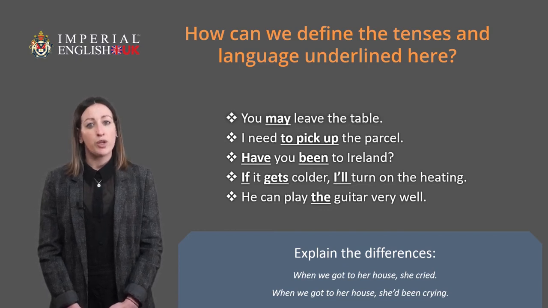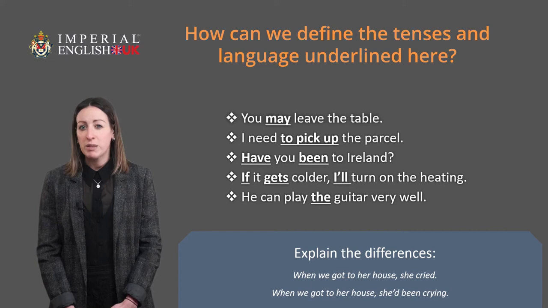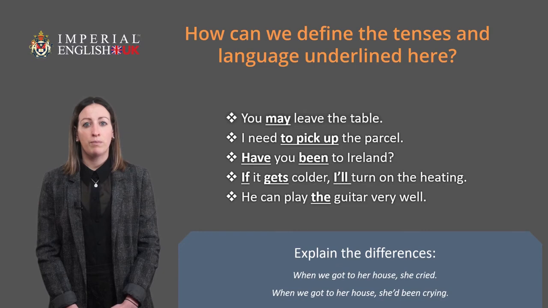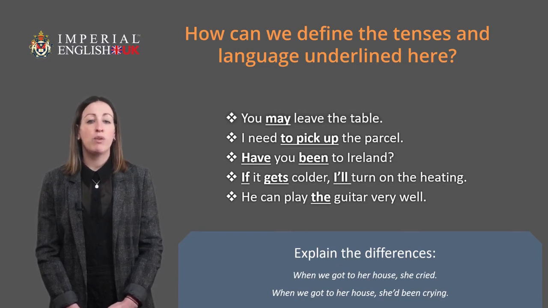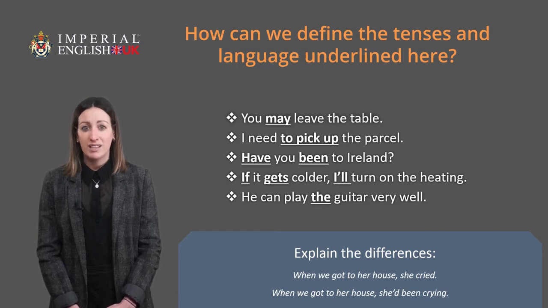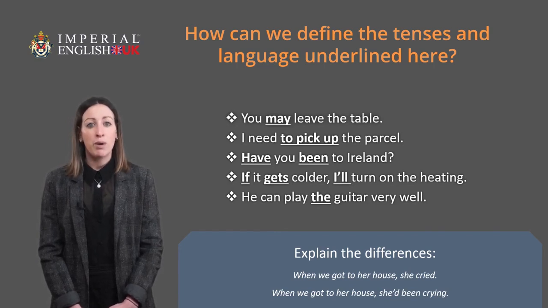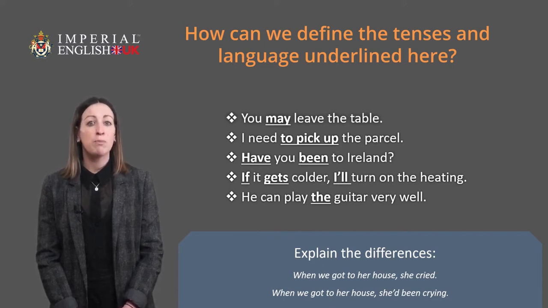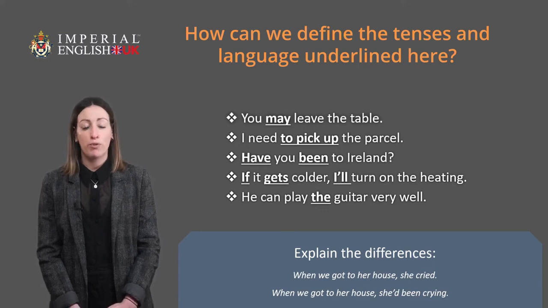Look at the final 2 sentences. Can you explain the difference? Pause for a moment to think about this. The first sentence is the past simple, and it states that as soon as we arrived at her house, she began to cry. The second example differs, as the first part is the past simple, but the second part is the present perfect continuous, which tells us she had been crying and stopped before we arrived.